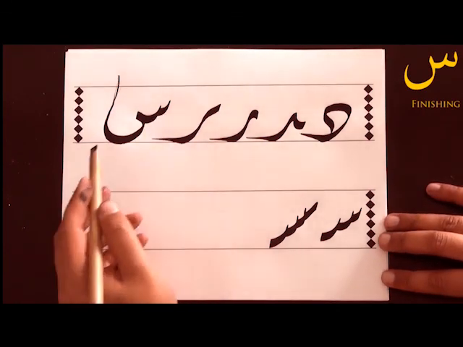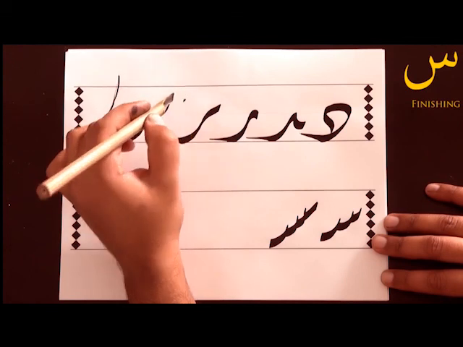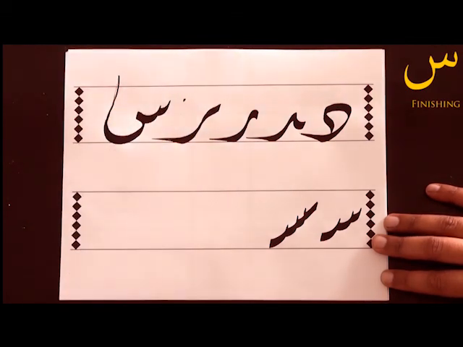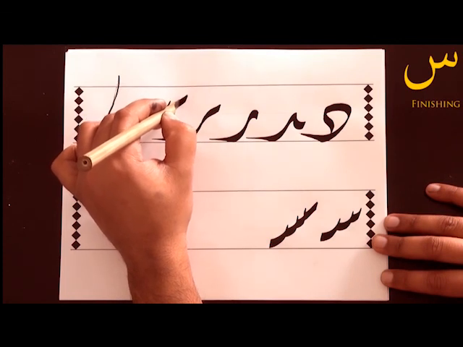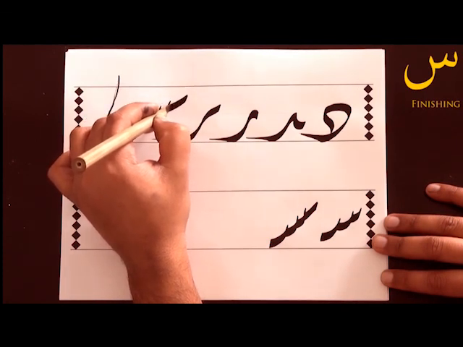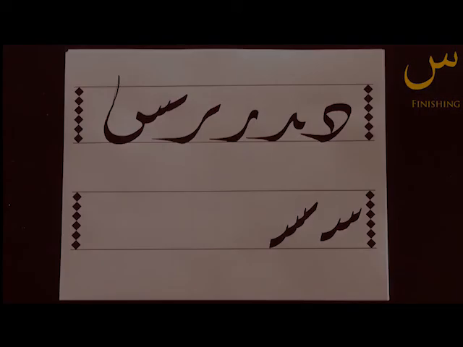When seen appears at the end of a module, it is essentially the individual letter that has a connection on the right hand side. And that's how the finishing letter seen would look like.